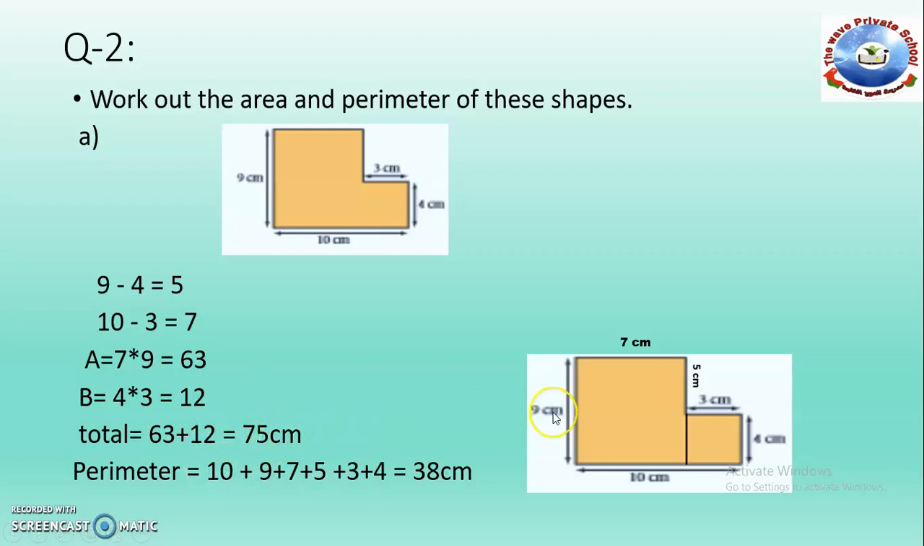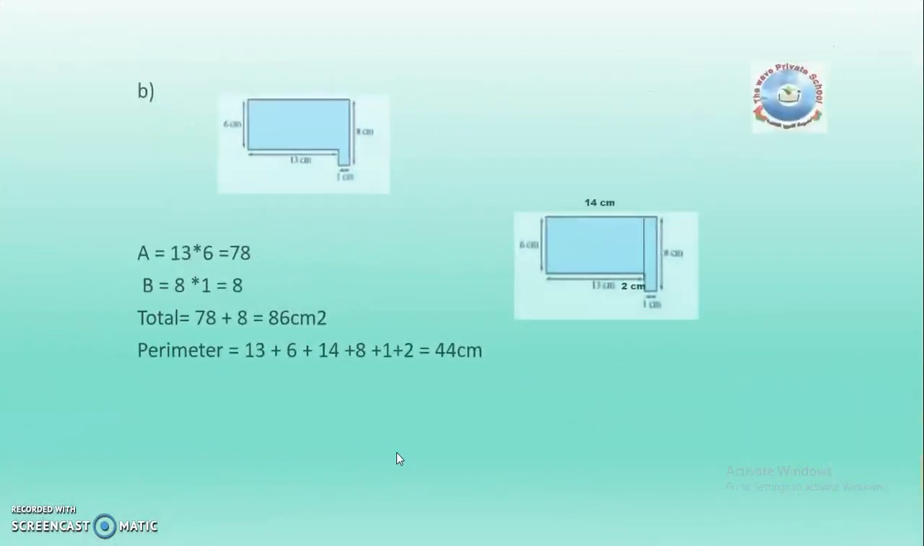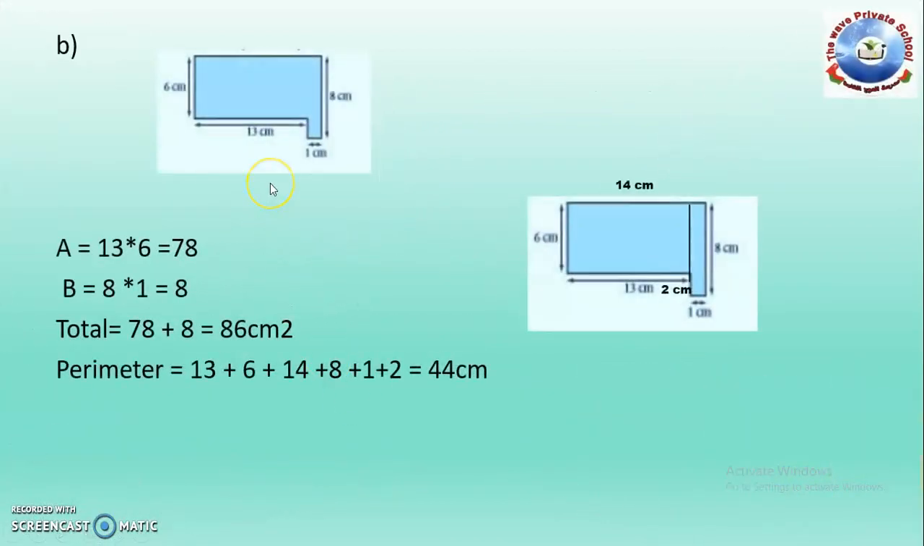And then perimeter. To find the perimeter, you will add all these lengths: 10 plus 9 plus 7 plus 5 plus 3 plus 4. Then it will be equal to 38 centimeter. So this is the 4-step procedure to find the area and perimeter of this shape. Same like this is the P part of this question.